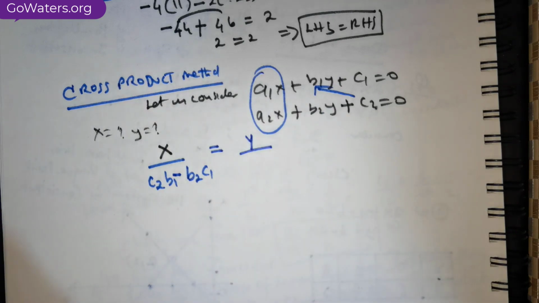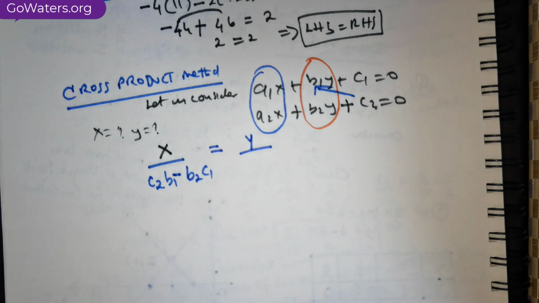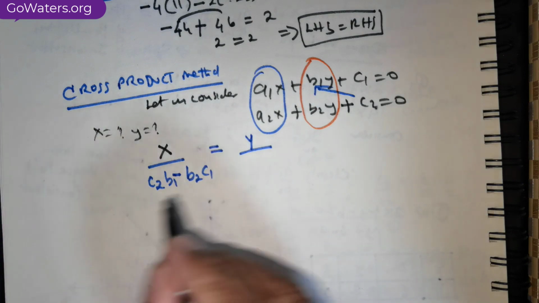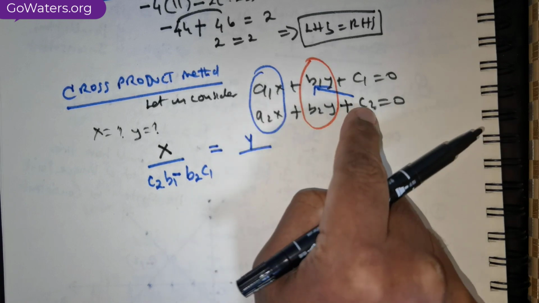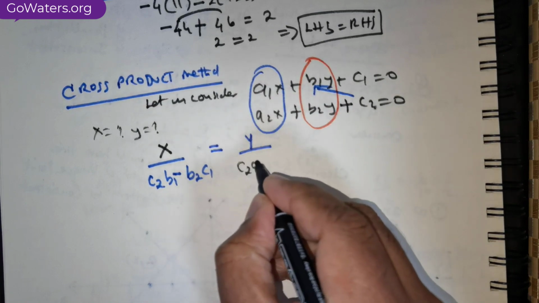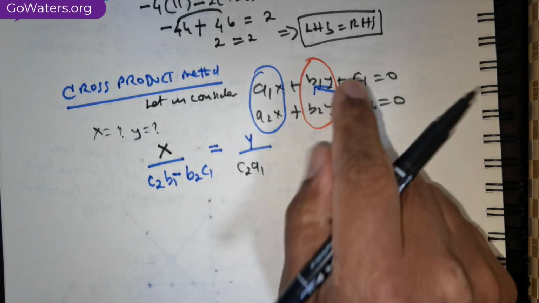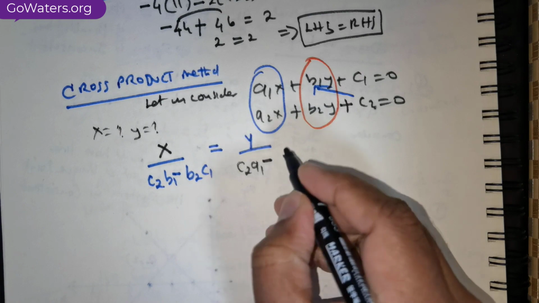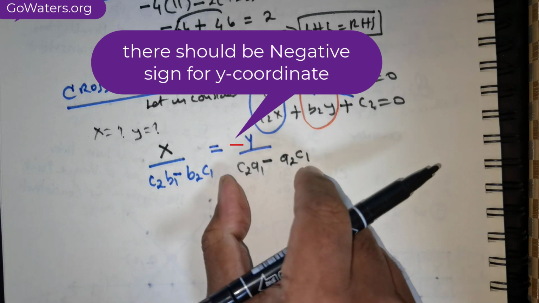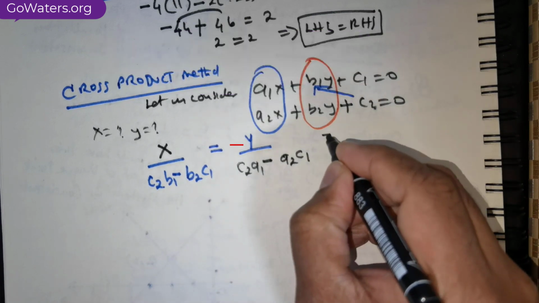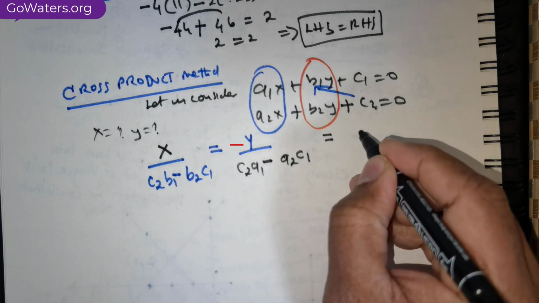Now what you have to do is ignore this column and take in the values. If you ignore this column, I have c2 and a1, so multiply c2 with a1, then multiply a2 with c1. When you're multiplying a quantity from the left hand side, you have to place a negative sign and multiply a2 times c1. So this is the value for the component y. And next you place an equal to sign and place 1.